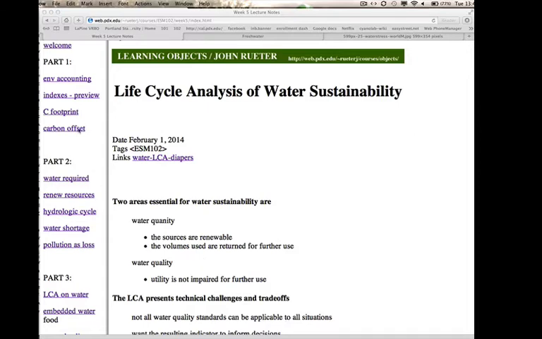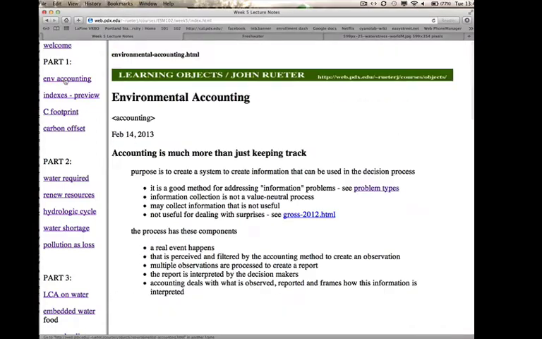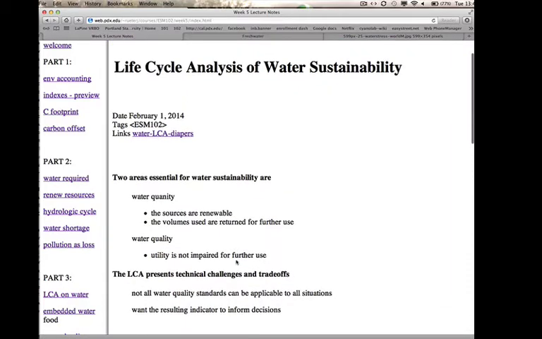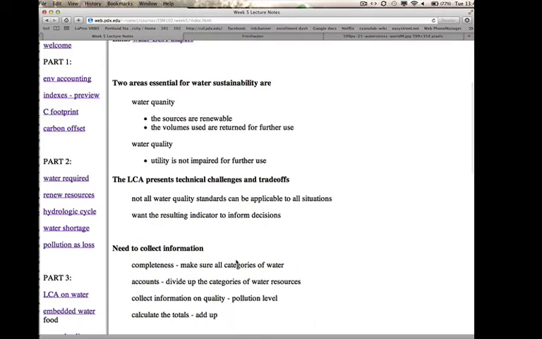First, what I want to just review is that when we talked about environmental accounting in the first part, I gave a quick example for water. We'd want to look at the types of water, all the sources and the flow, the quality of that water, and then lump that in to decide what sort of information we need to make a decision. This life cycle analysis of water is all of the aspects of water used anywhere in the whole life cycle of the product, from the original creation of the product to the use and disposal. That's what we're looking at.